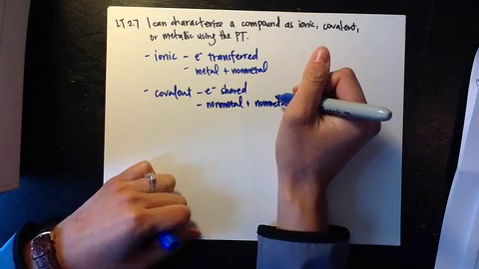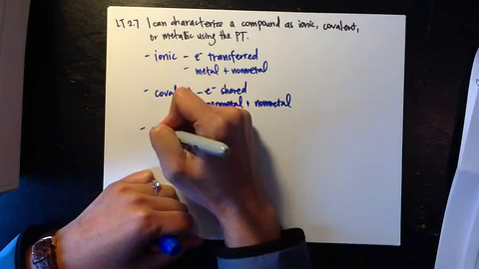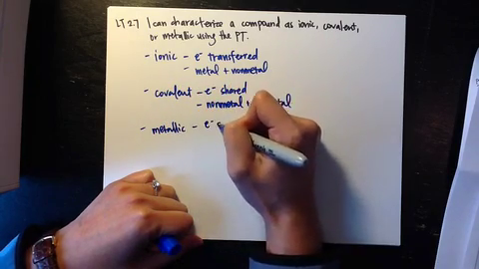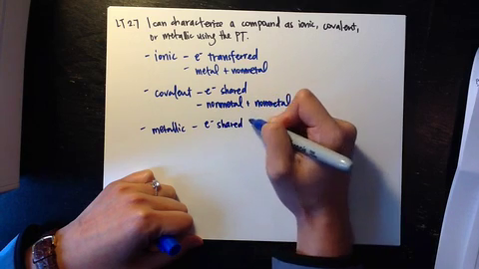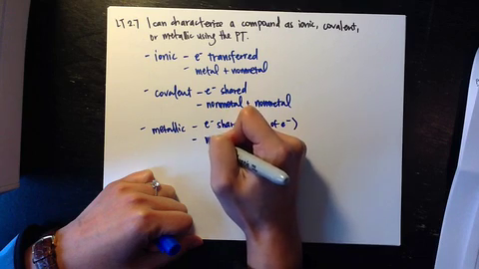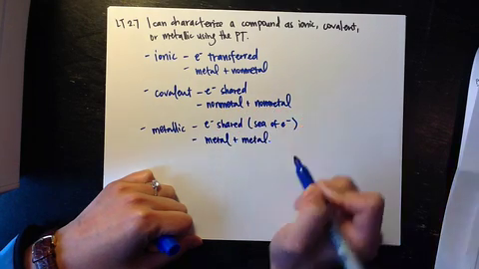And lastly, if it is metallic, shocker, the electrons are actually also shared. It's called a sea of electrons, but that's going to be a metal and a metal. Okay.